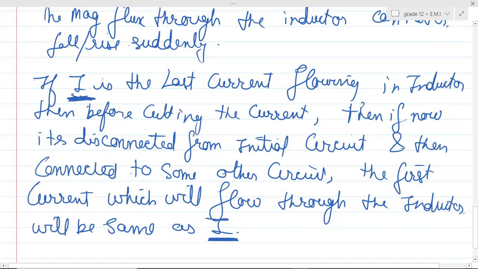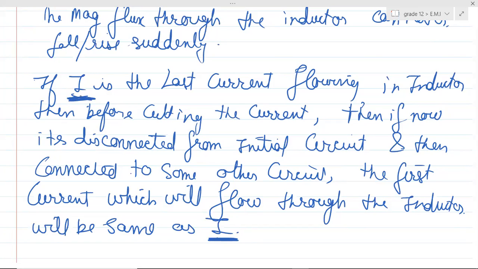Are you getting my point, guys? Suppose I have one inductor over here, and in that inductor some current was flowing. Let's say I have cut this inductor suddenly and put it into some other circuit. Then in that circuit, the first current which will flow through the inductor is the same I which was there in the initial circuit when we cut it. So it will never become zero in an instant. Are you getting my point?